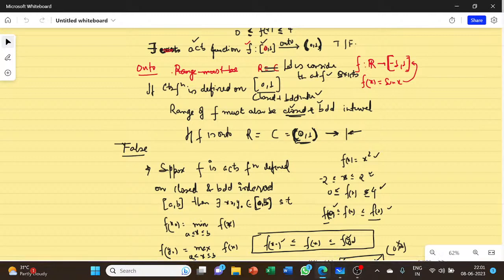Okay, so yesterday we were discussing the topic of continuous functions. So today we are going to start with this topic only.